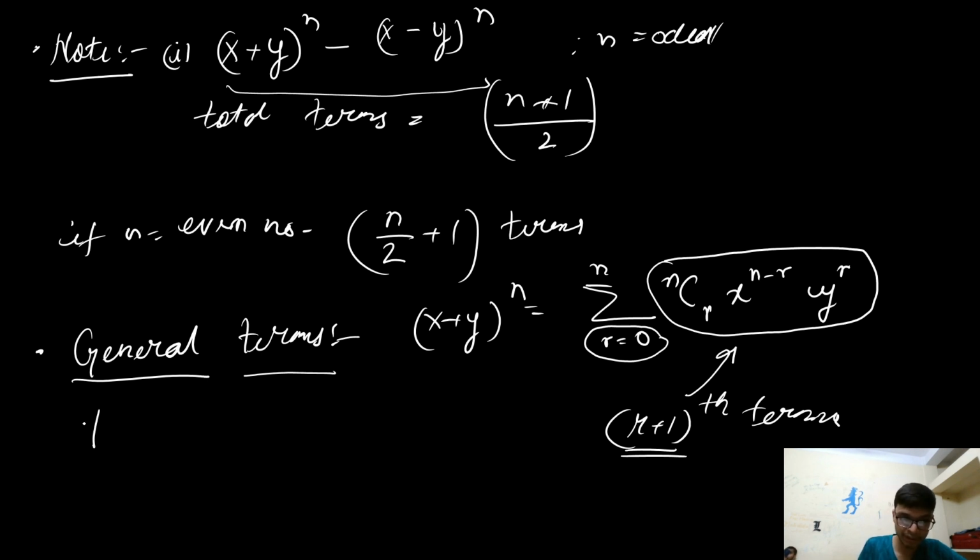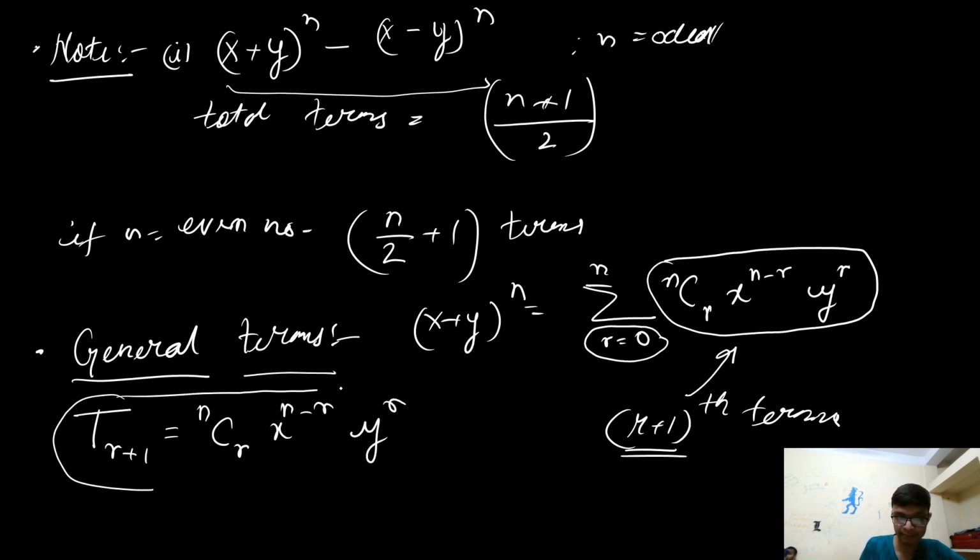So, if you are given a question where you have to calculate the r plus 1th term, you will solve it by nCr x to the power n minus r into y to the power r. This is how you express the general term.